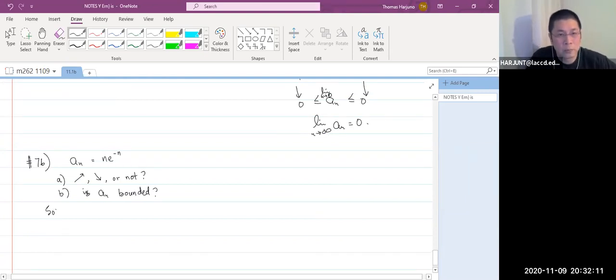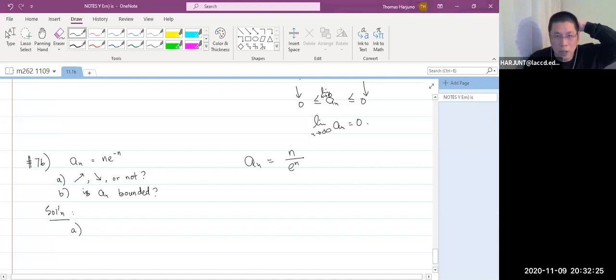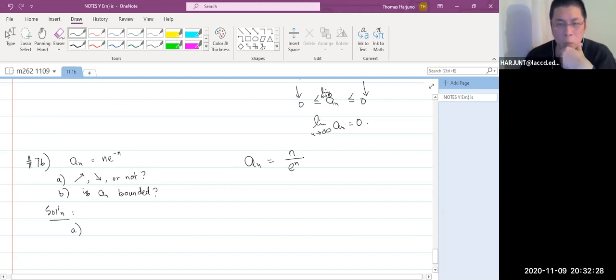So solution, part A, do you want to say that it is increasing or decreasing? A sub n is basically n over e to the n, right? So you see that the top one is increasing linearly, but the bottom one is increasing exponentially. So we expect the denominator to go to infinity a lot faster, right? So we expect this to go down to 0.